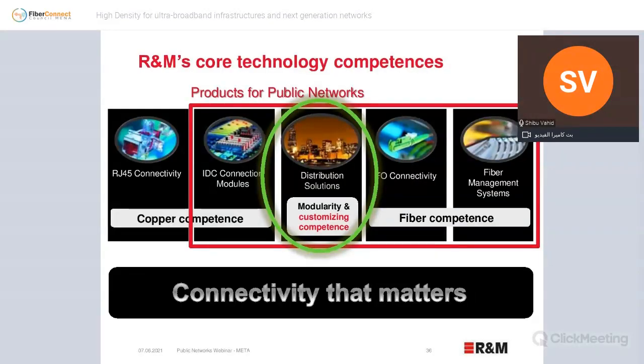Now, customization is actually the key because every country has different geographic areas. Every country has different business cases. Operators have different strategies. So the customization of these solutions is a key aspect when it comes to fiber to the home deployment and also for the upgradability to the new technologies.